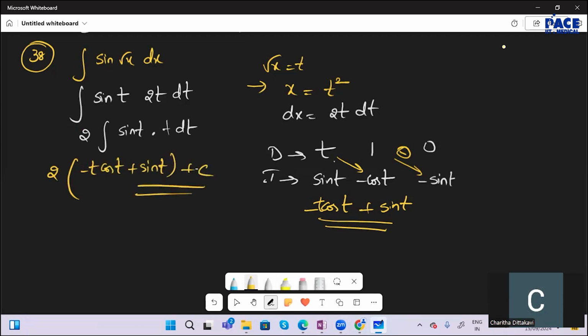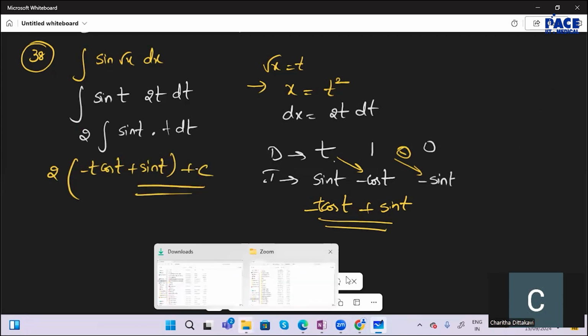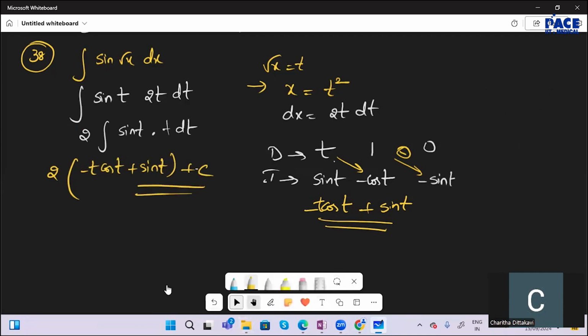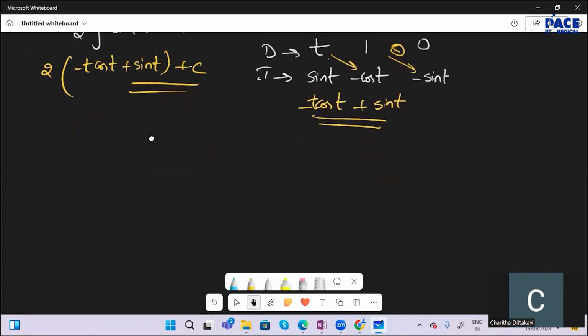Answer the question very easily. Clear? All these problems you need to solve separately. Do it again. Wherever you need, pause it, check what was done, and then proceed. Please do not just copy from the board, which is of no use at all.